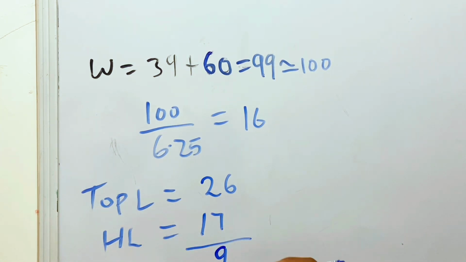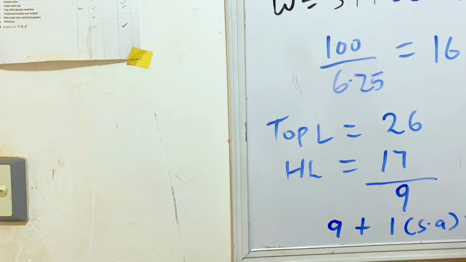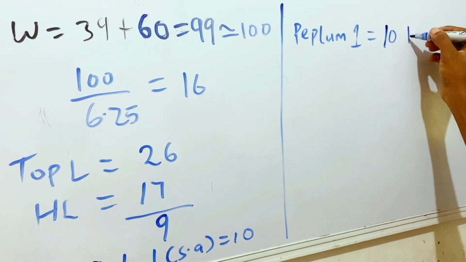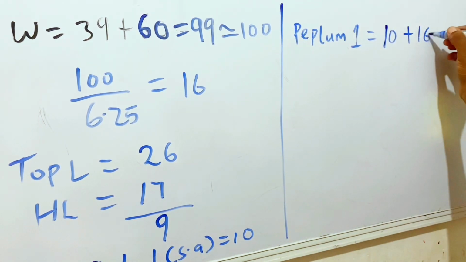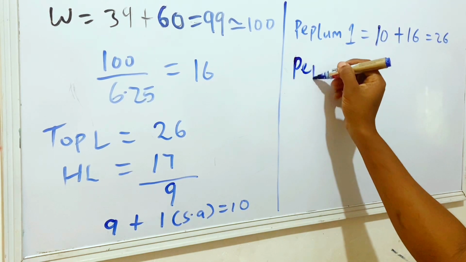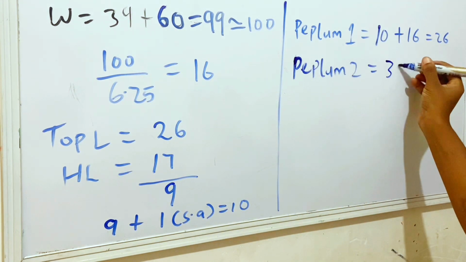The top length is 26 inches minus the half length of 17 inches, and this will give us 9 inches. Add 1 inch seam allowance to 9 inches to get 10 inches. Peplum 1 is the longer flare. Add the 16 inches radius to the 10 inches length. This gives 26 inches.